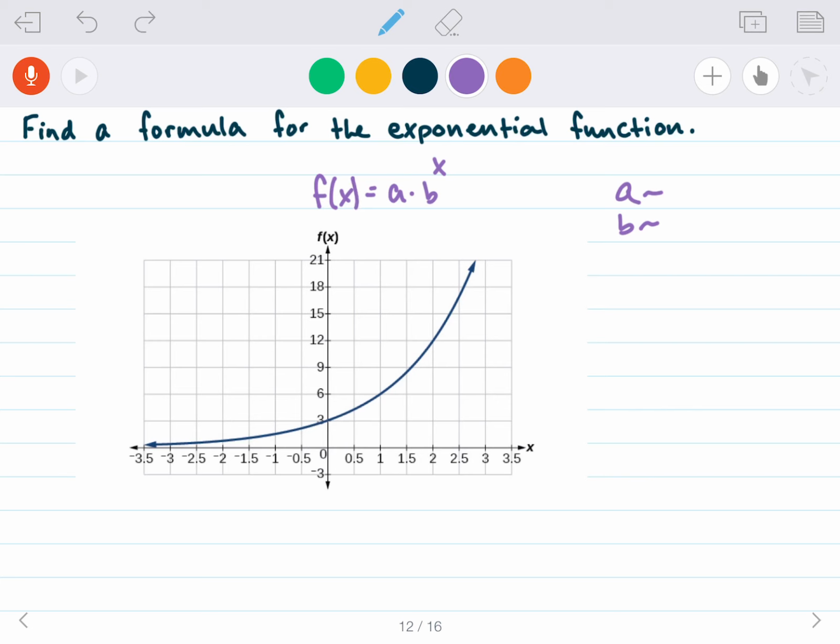Okay, so we want it to be of this form, and all we need are a and b. Now a is our initial value, or our y-intercept. So that occurs when x is 0, right? And when x is 0, we can see that our output is 3. So a is going to be 3.